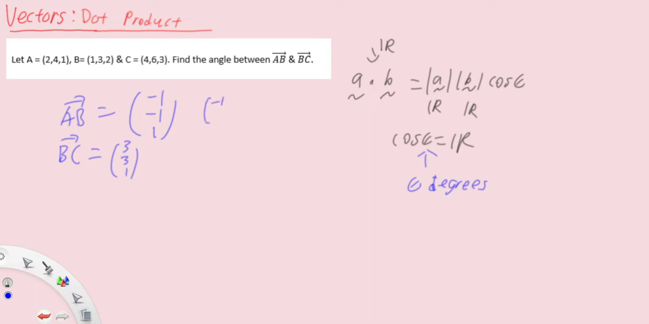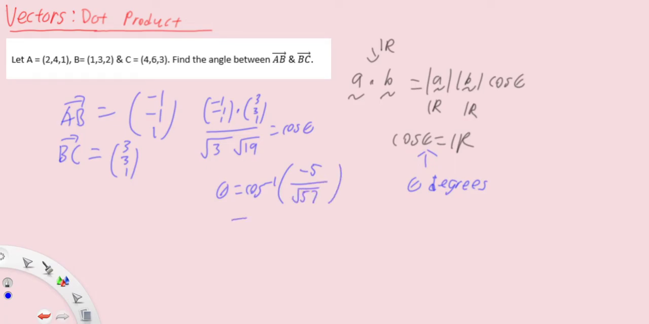Simply, we start off with (-1, -1, 1) dot (3, 3, 1) over the magnitude of A. So it's simply -1, -1, 1, each of them squared, root 3, and (3, 3, 1) gives root 19, equals cosine theta. Let's skip more steps. Theta equals cosine inverse of, on top, -3 minus 3 plus 1, so -6 plus 1 is -5, over 3 times 19, which is simply root 57. So using the calculator, that would give us 131.47 degrees.